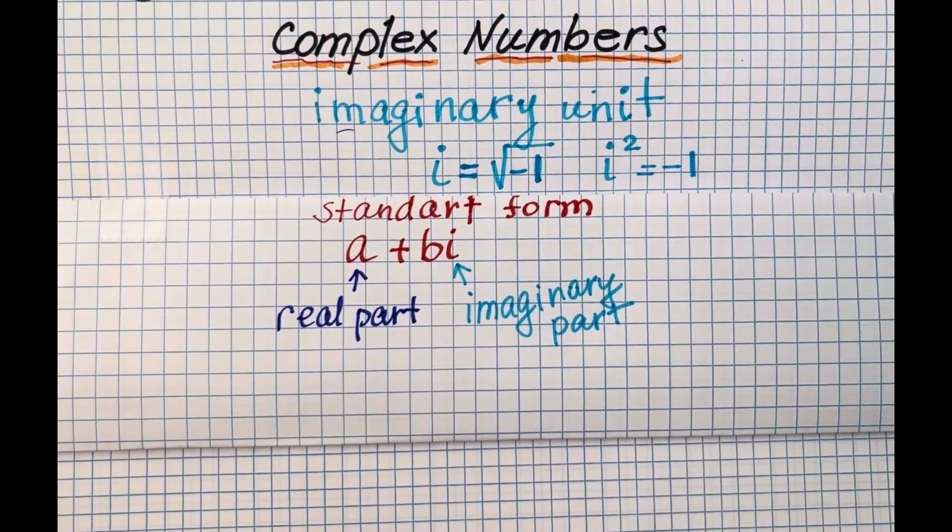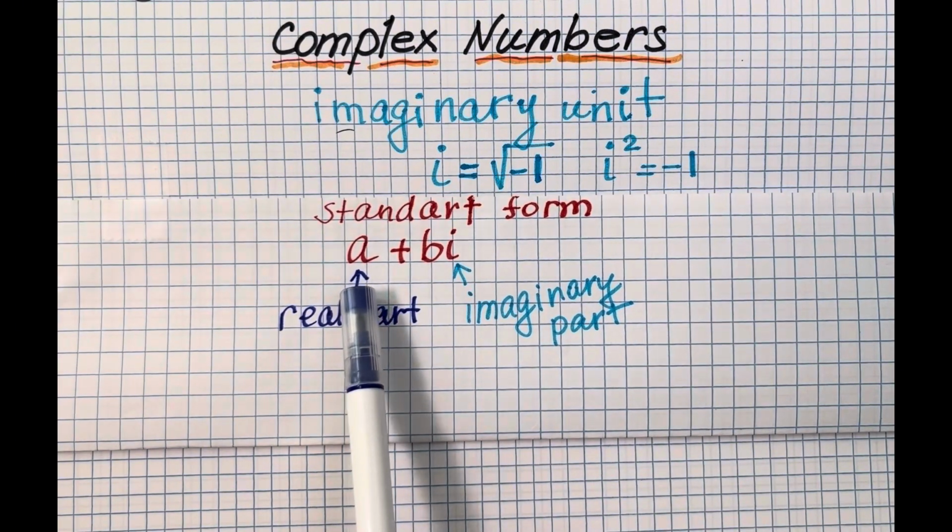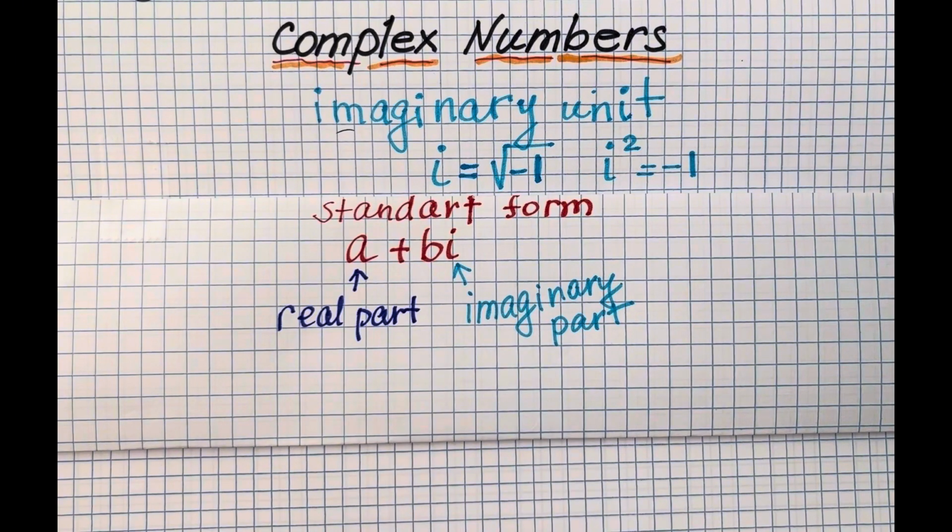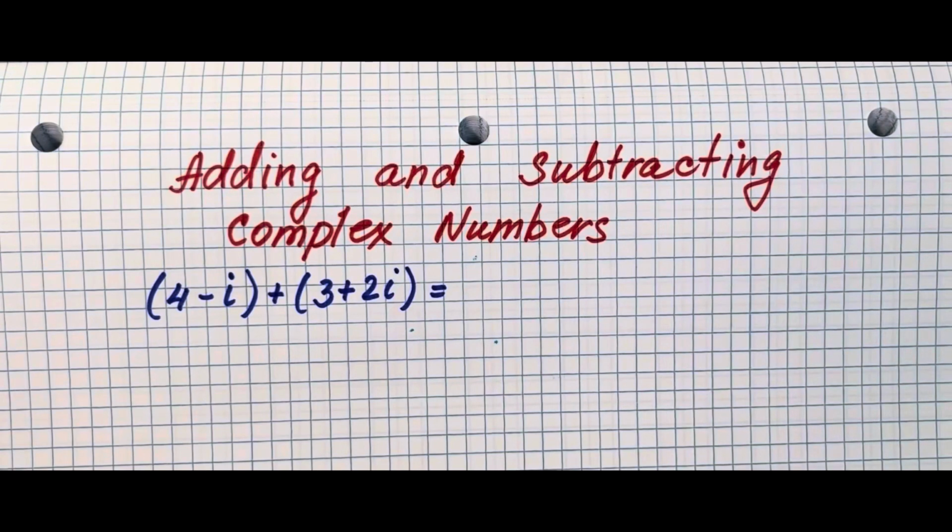By definition, a complex number written in standard form is a plus bi, where a is the real part and bi is the imaginary part of the complex number. Next, we're going to practice how to add and subtract complex numbers. And this is the first example for you. I have the complex number 4 minus i, and we're going to add another complex number, which is 3 plus 2i.